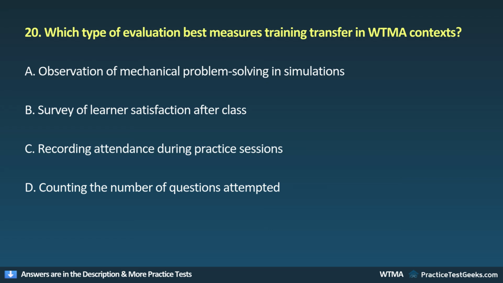20. Which type of evaluation best measures training transfer in WTMA contexts? A. Observation of mechanical problem solving in simulations. B. Survey of learner satisfaction after class. C. Recording attendance during practice sessions. D. Counting the number of questions attempted.